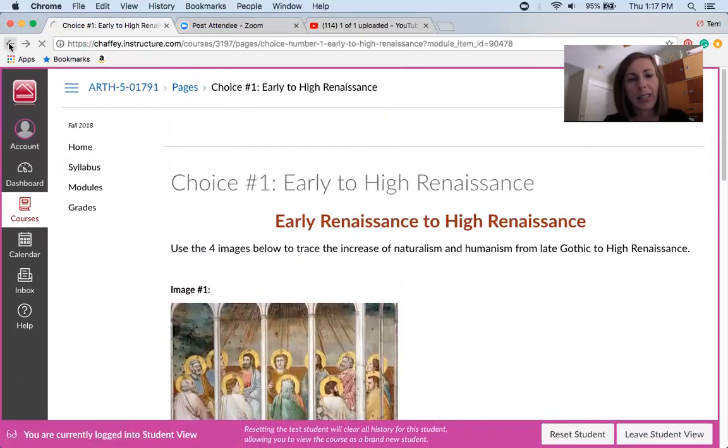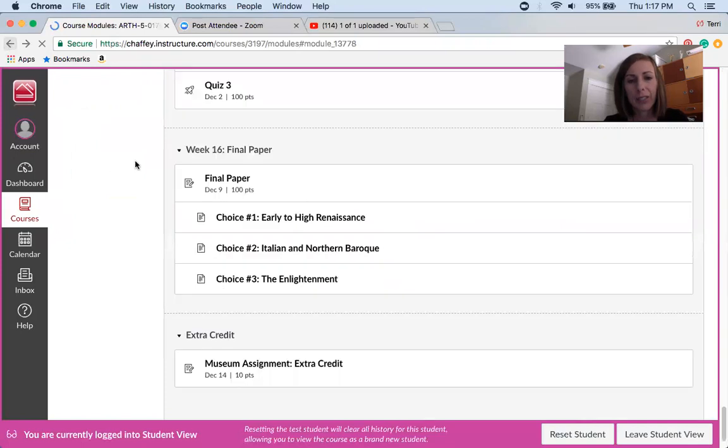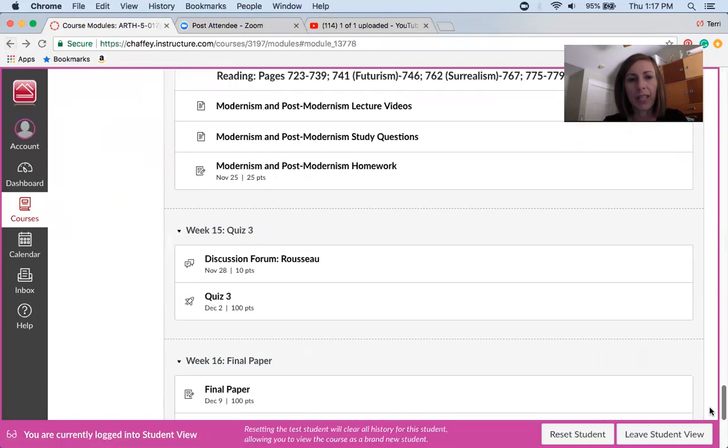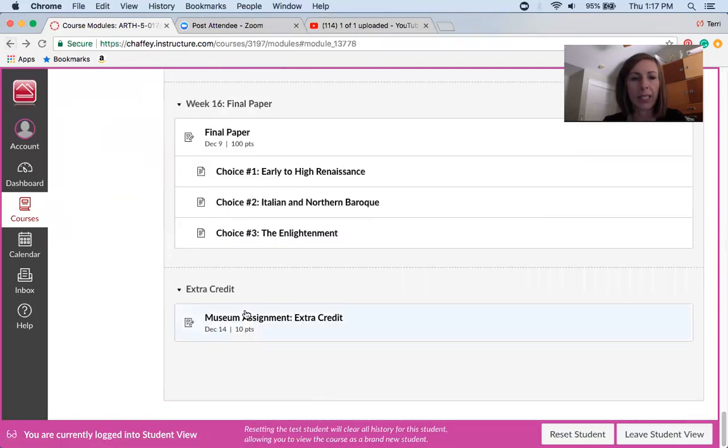So I think that about covers it. There is an extra credit assignment. Let's see if we can get down there. At the bottom, extra credit assignment here. It's a museum visit. There's also like a virtual tour that you can take, and that's a 10-point assignment. It's due by the very end of the semester. So if you are interested in that, you might know closer to the end of the semester if you need it or if you don't.